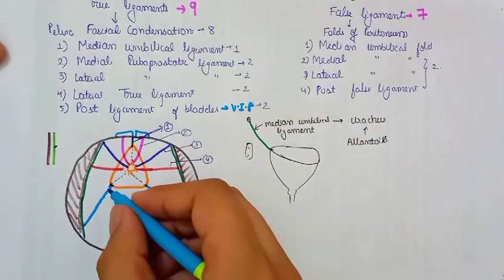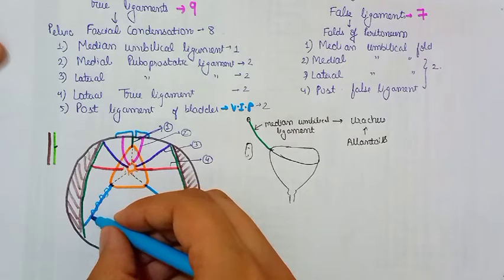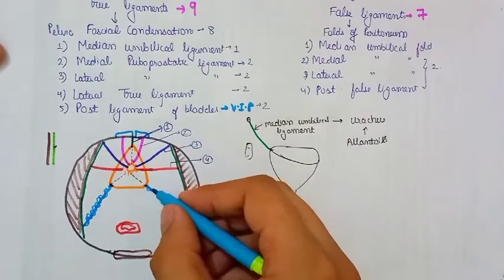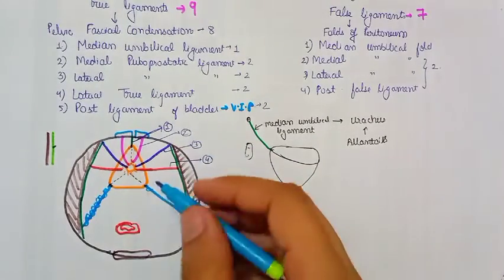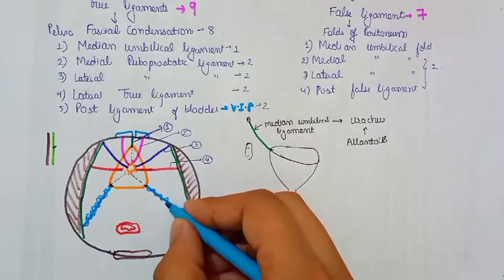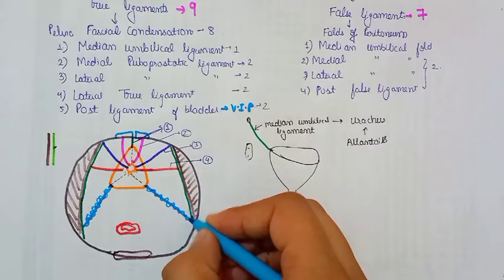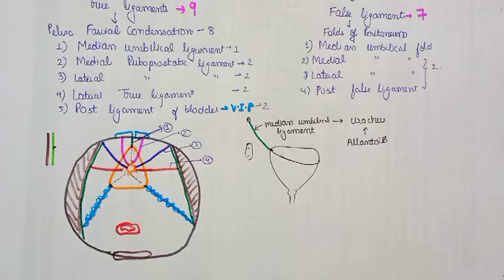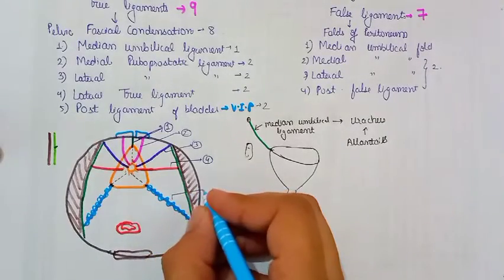In this, the venous plexus is present, which is responsible for the venous drainage of the bladder into the internal iliac vein. So in the posterior ligament of the bladder the venous plexus is present, responsible for the venous drainage of the bladder, which drains to the internal iliac vein, which we will discuss in the video under the heading venous drainage and vascular supply of the bladder. So this was the fifth ligament that we talked about.